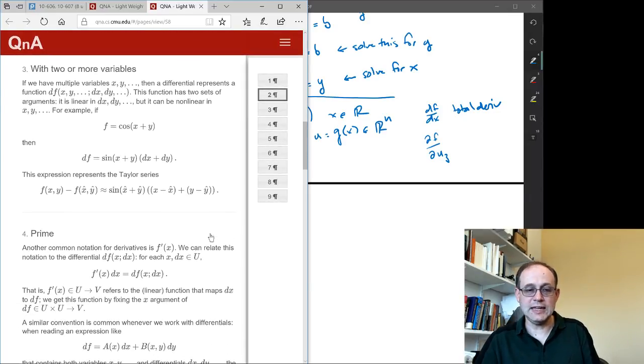When we're type checking again, it gets a little bit more complicated, but it's the same idea when we have two or more variables. So if we have f is some function of x and y, then df is going to be a function of x, y, dx, and dy, right? And this here is shorter notation for the Taylor series that says the change in f is equal to a function of the change in x and the change in y. And note that again it's linear in dx and dy and nonlinear in x and y.